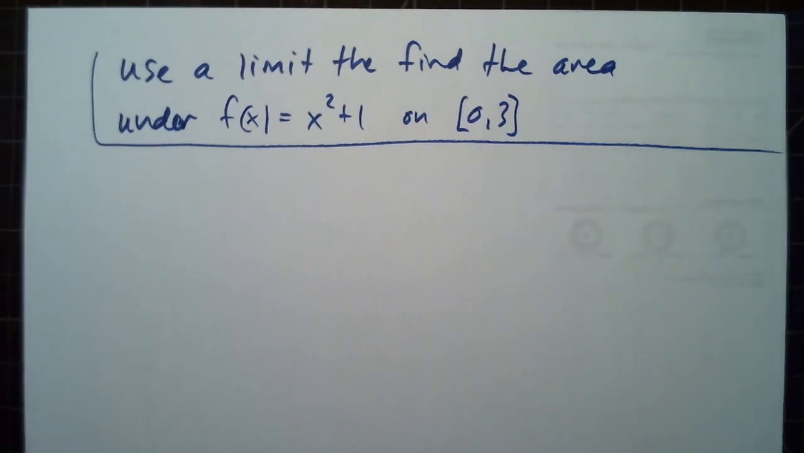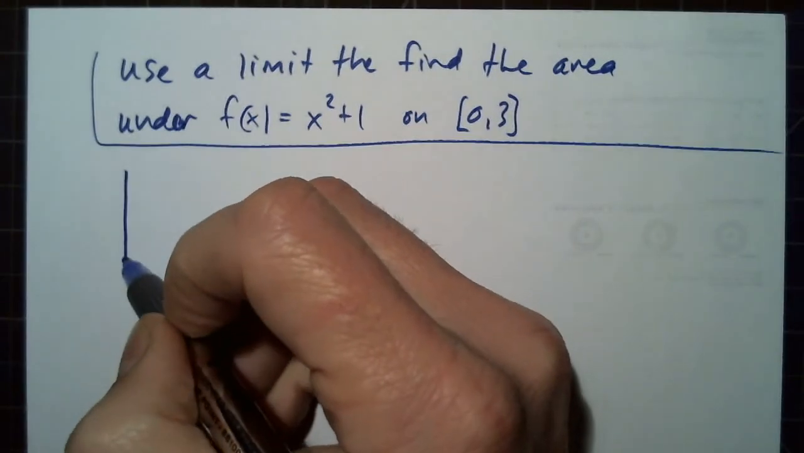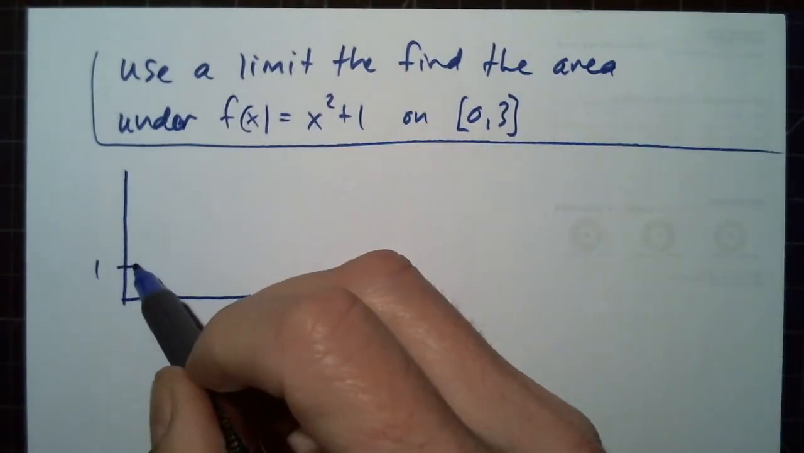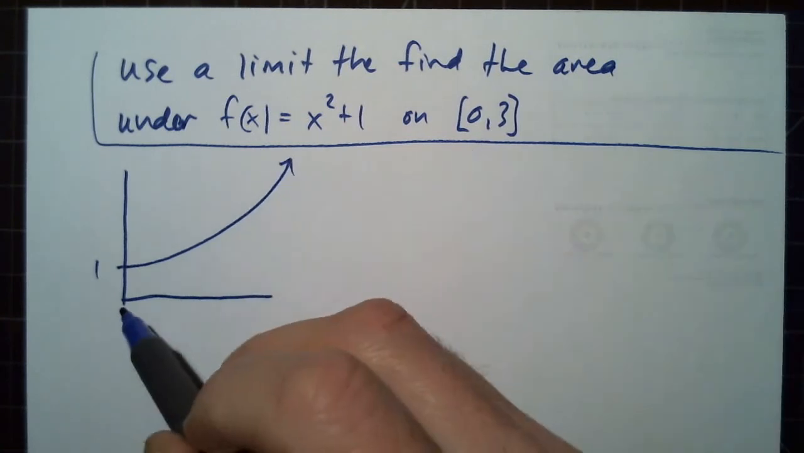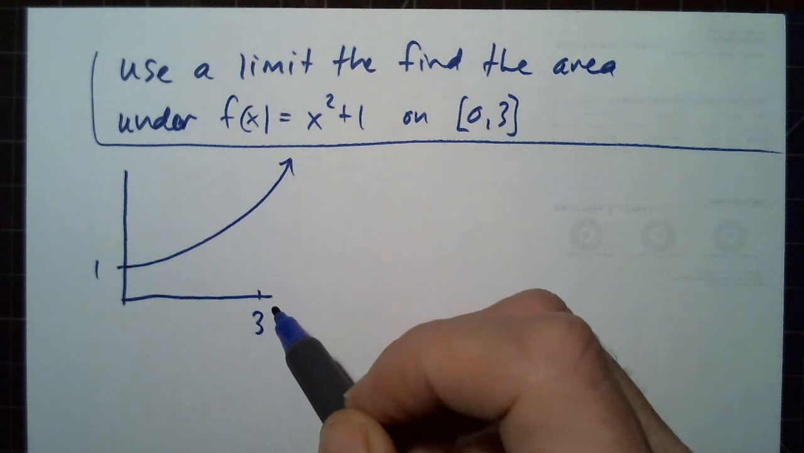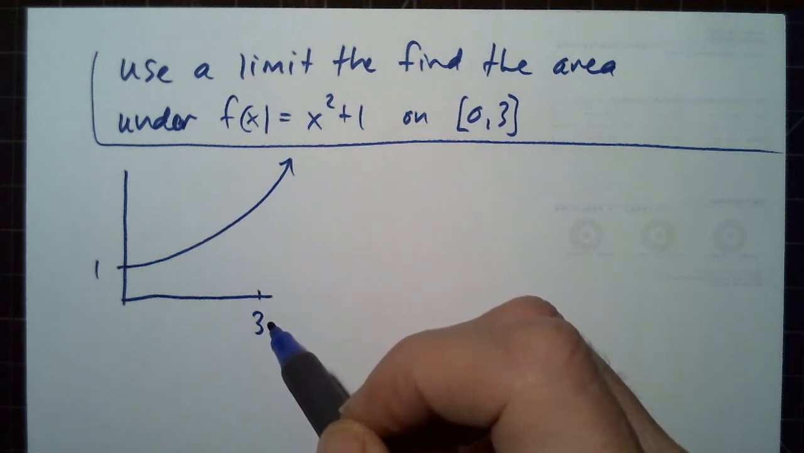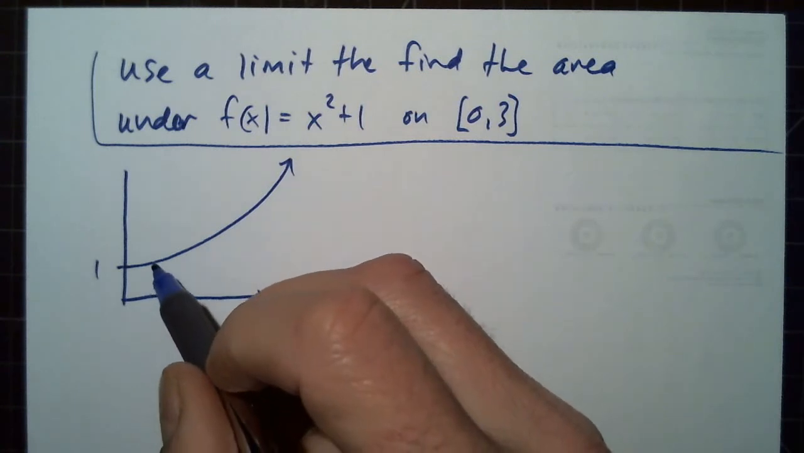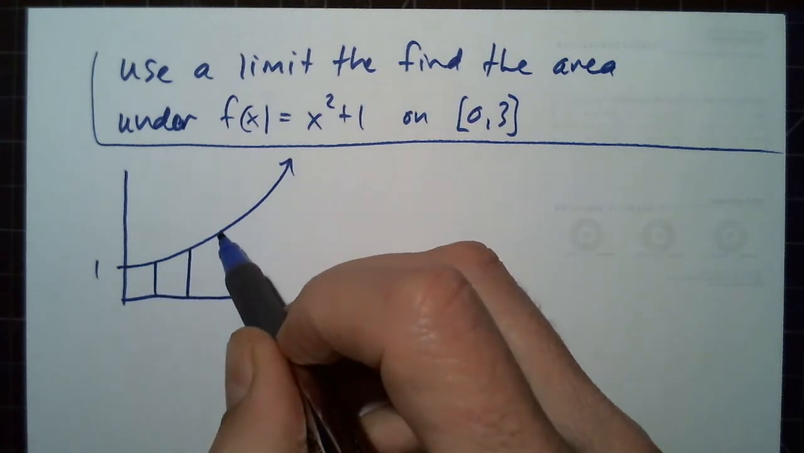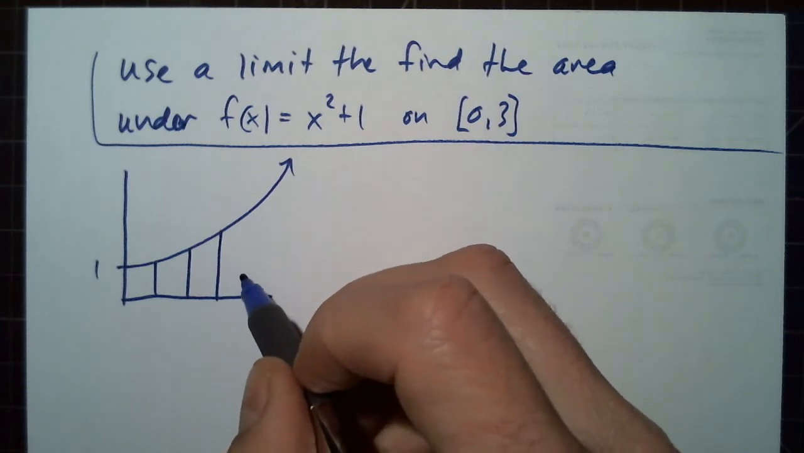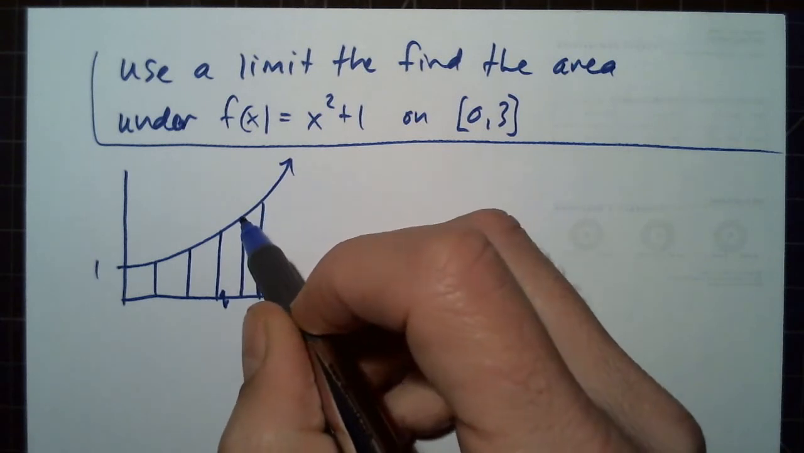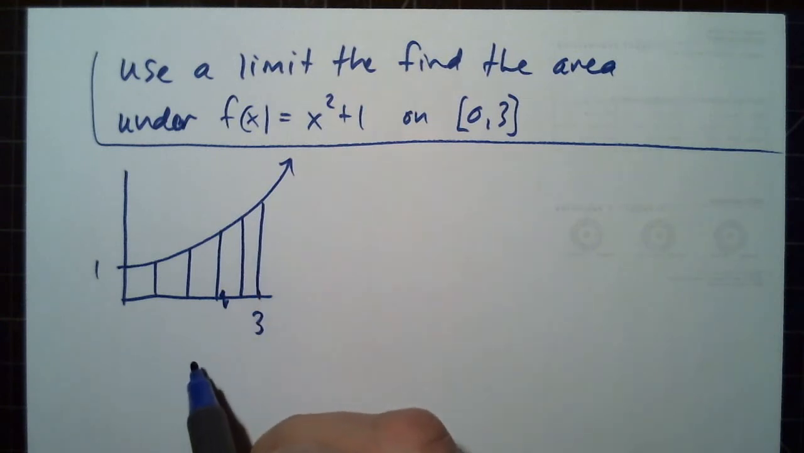All right. So we can think about this graph, this function like this. We have x squared, it got shifted up 1, and it's a parabola. We're going from 0 to 3, and we want to find the limit as the number of rectangles goes to infinity. So let's just look at how big a rectangle is. If we have n rectangles, it doesn't matter if they're upper or lower sums.